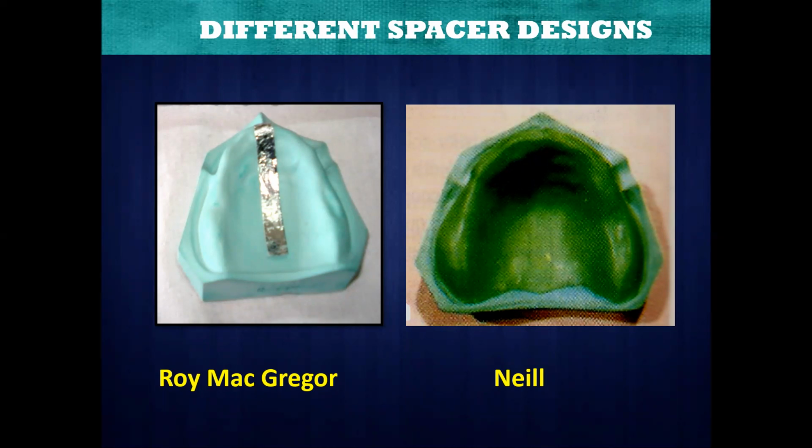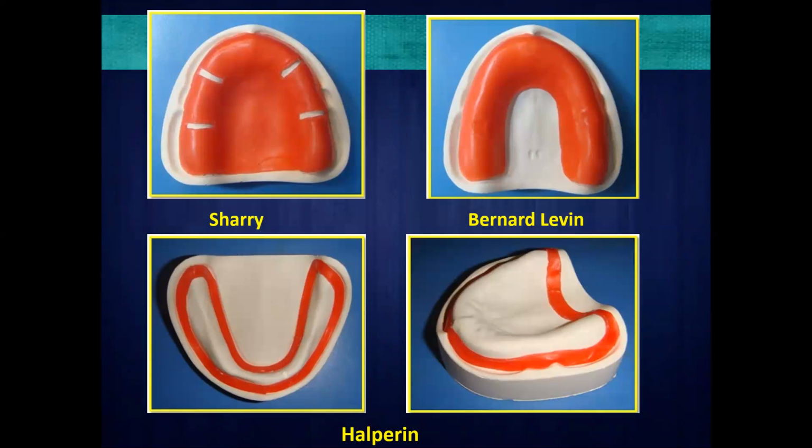For example, the first diagram here shows the spacer design given by Roy MacGregor, in which a sheet of metal foil has been adapted in the region of incisive papilla and the mid-palatine raphe. Then comes the Neil design, where adaptation of 0.9 mm of casting wax has been done all over except the PPS area. The Sharry's design, where a layer of base plate wax has been adapted over the whole area outlined for the tray, even in the PPS area.